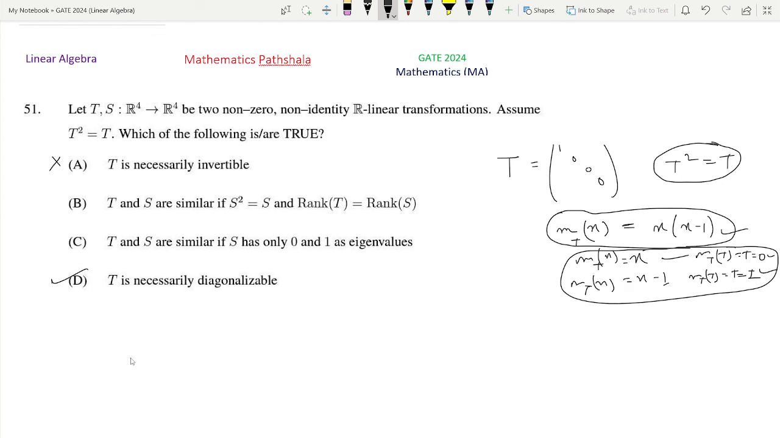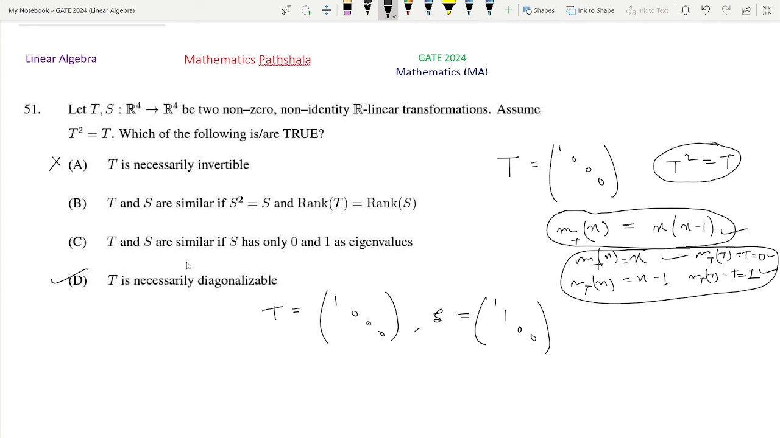Now look at option C. See, if we take simply T equal to 1, 0, 0, 0, all the other elements are 0, and take S equal to 1, 1, 0, 0. We have taken T and S, both are diagonal matrices. So clearly here T square equal to T will be satisfied, and also we have taken S as a diagonal matrix, and 1 and 0 are the only eigenvalues of S.